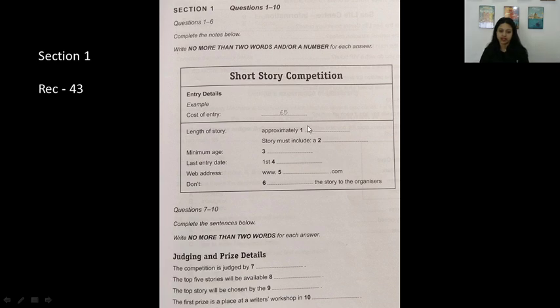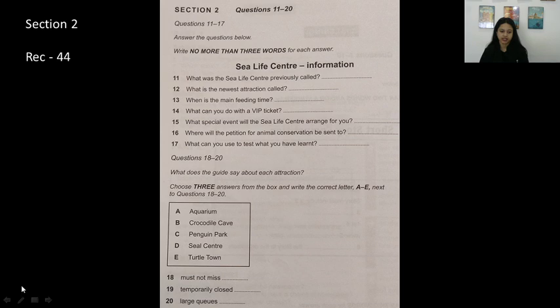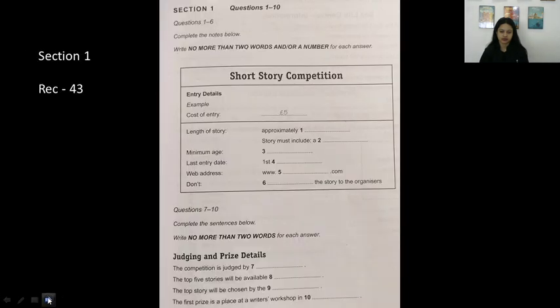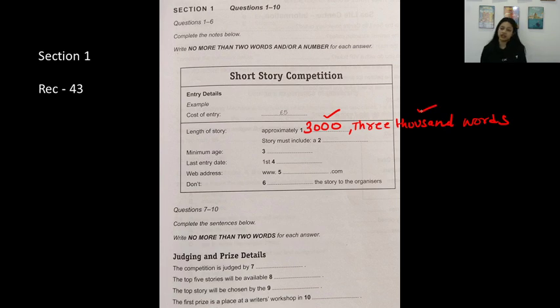So now we're talking about the length of the story. You can write 3,000 as a number or as letters. Both are correct. 3,000 words is correct and 3,000 in letters is also correct.